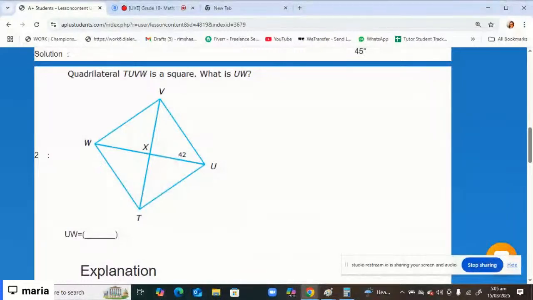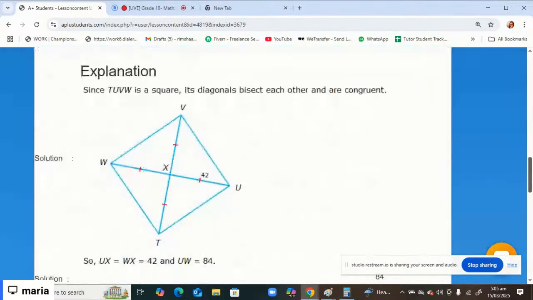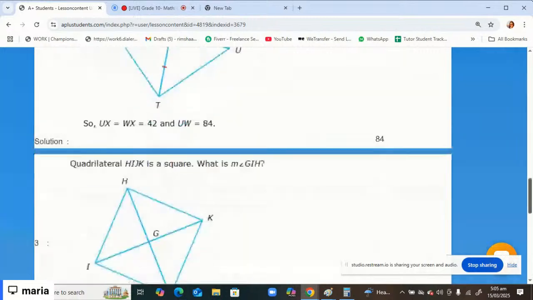Now let's discuss here. Look at the shape: T, U, V, and W is a square. What is U and V? Now we are going to find the line for U and V. Look at here, it's a diagonal. The diagonals bisect each other and are congruent. Why do the diagonals bisect each other? Because this and this one are the same, so we just bisect this angle. So this is 42, 42, 42, and 42, and that is basically 84.